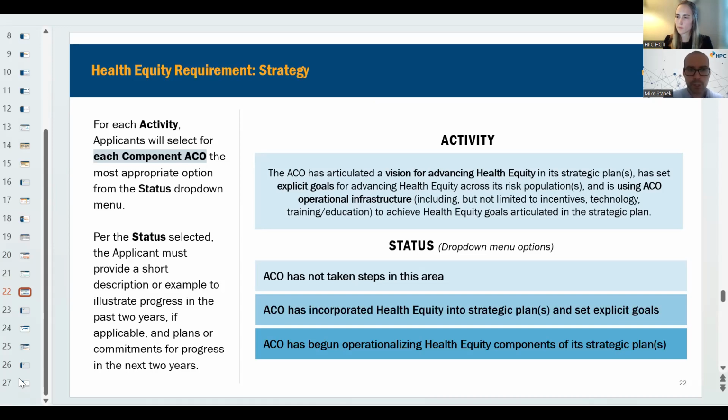This is an opportunity to showcase what ACOs are committing to and achieving at an organizational or strategic level. As with the patient engagement activity, there's no minimum standard for progress on this activity this year. This component of the health equity requirement is also reporting only at this time. Next slide, please.